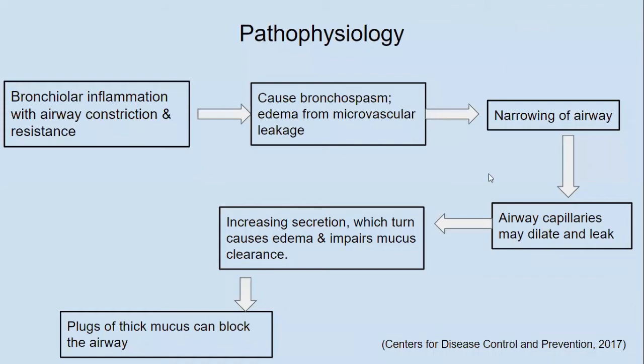For the pathophysiology, bronchial inflammation with airway constriction and resistance causes bronchospasm and edema from microvascular leakage, and this causes narrowing of the airway. From that, airway capillaries may dilate and leak. This increases the secretion, which then causes edema and impairs mucus clearance. Then plugs of thick mucus can block the airway.